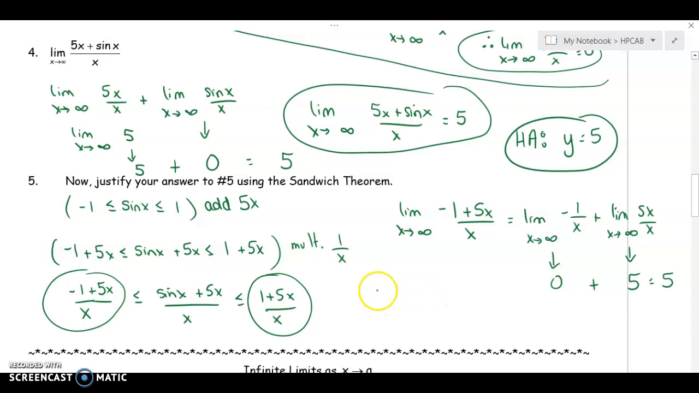And then you can do the same thing for the other piece. It's essentially the same except for the negative. So you've got the limit as x approaches infinity of 1 over x, plus the limit as x approaches infinity of 5x over x. Okay, 1 over x is going to approach 0. This is going to approach 5. Add them together, and you get 5. So we just proved that it does approach 5.